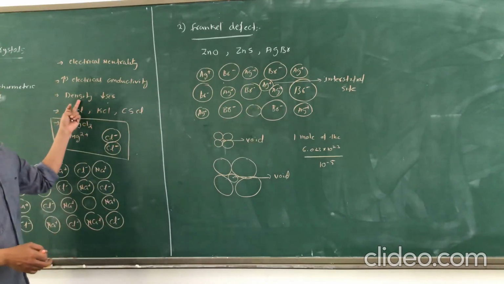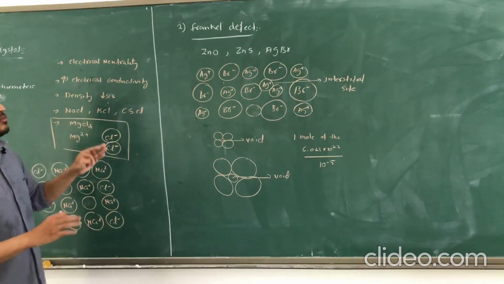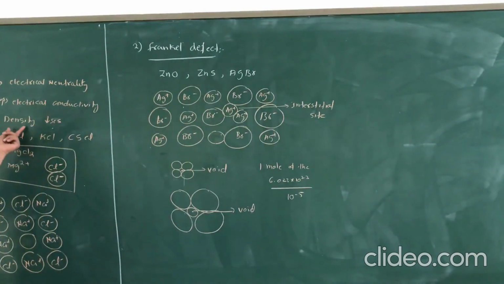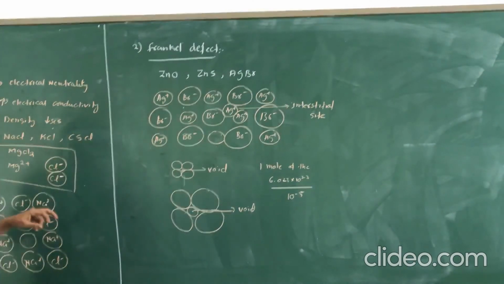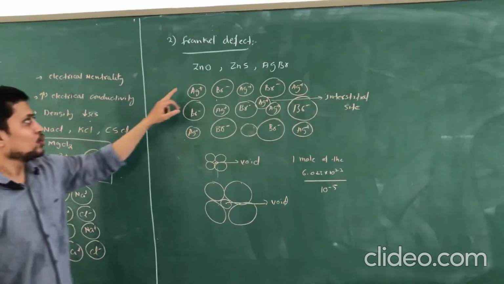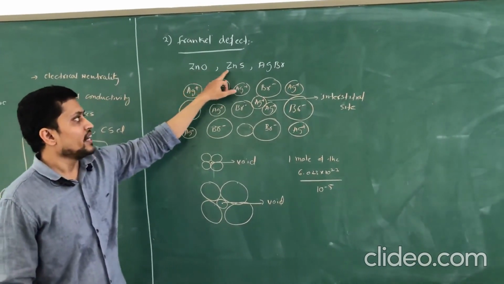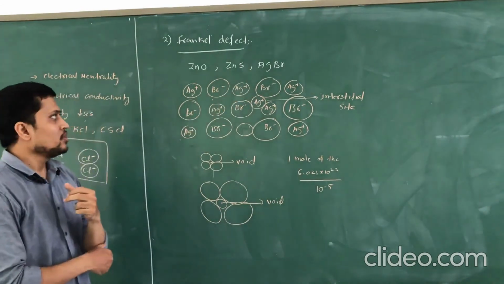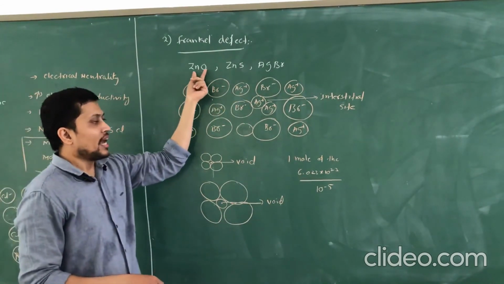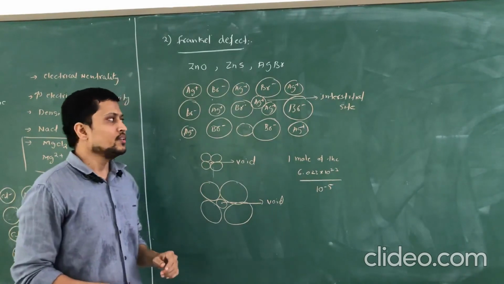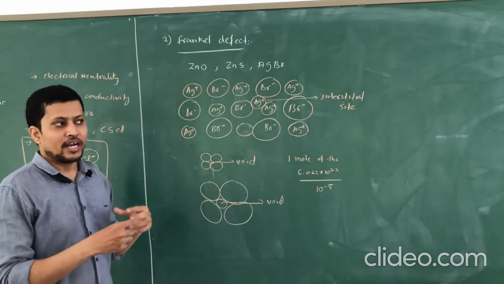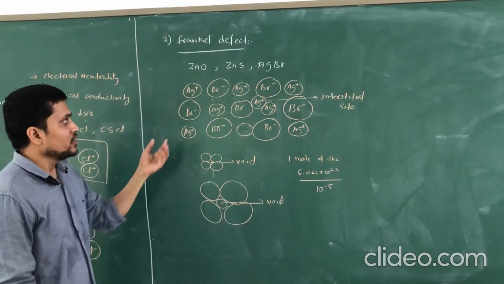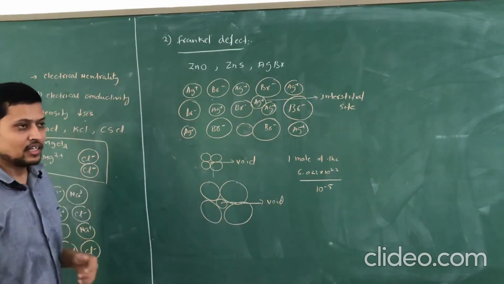But the density remains unchanged. Density is not going to change for the Frenkel defect. Examples are zinc oxide, zinc sulfide, AgBr. In these examples, the cation and anion sizes are different. So the size of anion and cation is going to be different. This is what we call the Frenkel defect.